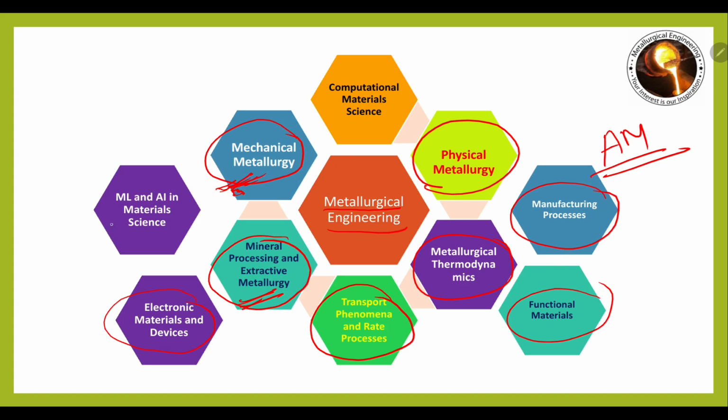Another aspect is machine learning and artificial intelligence in material science. Another important aspect is computational material science. These are the two new fields added in metallurgical engineering in the last 5 years. There is a lot of work going on in these two fields.